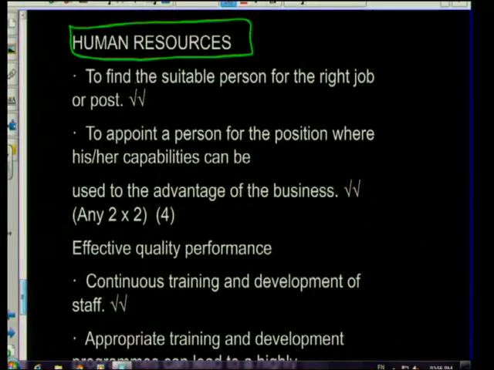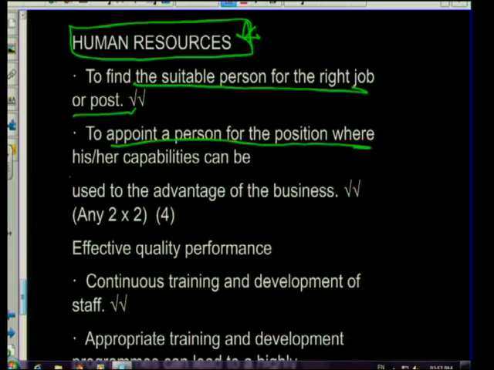And what we have here, to find a suitable person for the right job or the right post. Remember, we've looked at human resources earlier, so you've got a good idea of what's happening there. It's also to appoint a person for the position where his or her capabilities can be used to the advantage of the business. So it's about, remember, we created an advert, we received CVs, we did interviews, and then part of this would be hiring the person and placing the person. And it's having the right person for the right job. And literally, if you place people correctly, they'll work well for you. And remember, happy employees are hardworking employees.